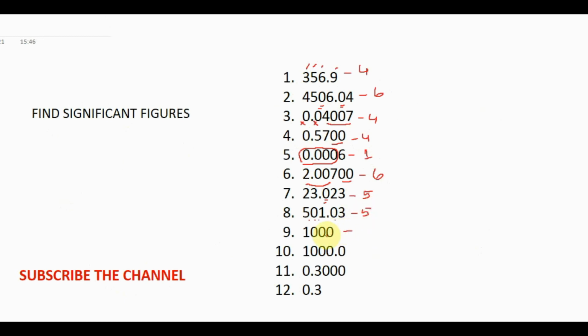Then what is here? 1000. 1000 means no decimal place. These are trailing zeros, not counted as significant figures. Then what is here? Only 1 is the significant figure.